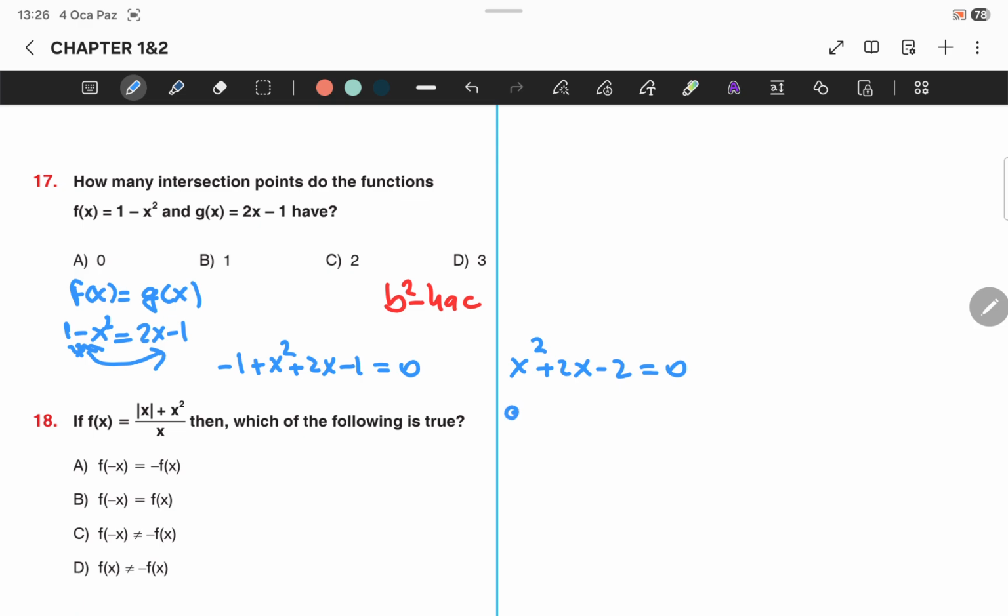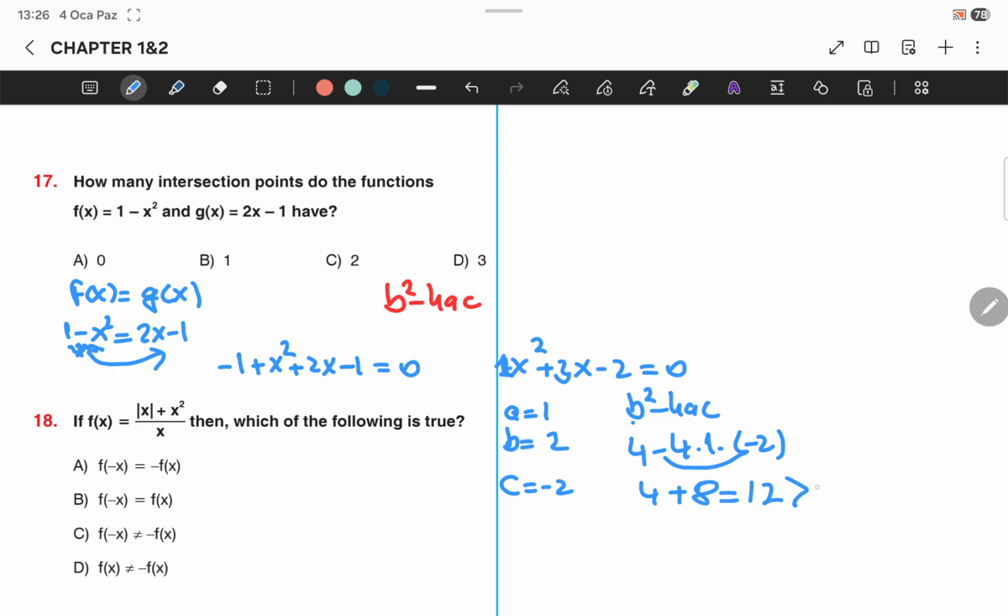Yes. What is my a value? A is 1 here. B is in front of the x, 2. C is negative 2. My rule, let me replace: 2 to the power of 2, 4, minus 4 times 1 times negative 2. Negative, negative, positive. 4 times 2 is 8. If I add them, it is equal to what? 12. Is 12 bigger than 0 or not? Yes, teacher, it is bigger than 0. If it's bigger than 0, how many intersections do we have? 2.